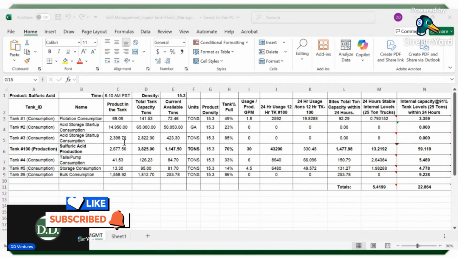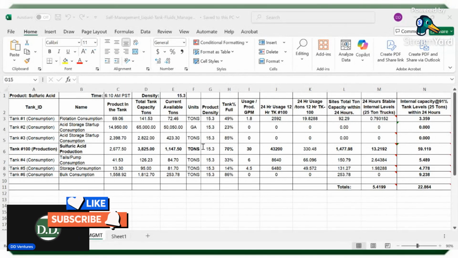Column N tells you the total amount of space left in the production tank in 25-ton pneumatic truck loads. In other words, it says if I want to maximize each internal tank at 91% by tomorrow morning, the trucker needs to pull 3.32359 trucks per day from this tank and then send it out to this tank in order to make sure that it's at 91% tomorrow.